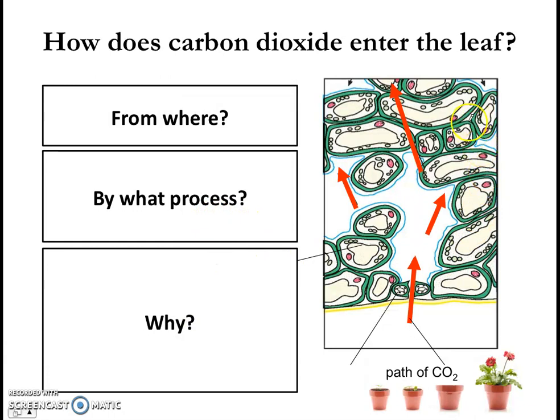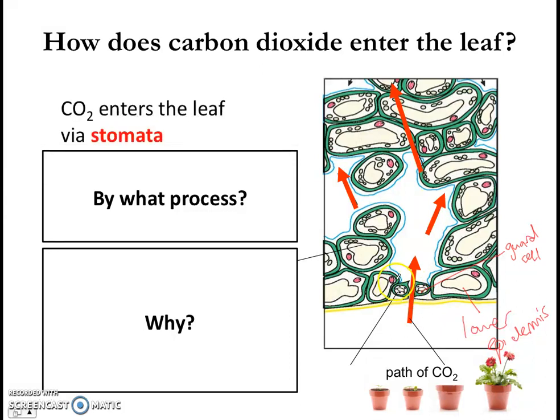Now, if you look at the diagram here, what you see is a cross-section of the leaf, and we're zooming in on the lower epidermis. So here's my lower epidermis. This should look familiar to you. Here's my guard cell, and this opening here is the stomata. So how does carbon dioxide enter the leaf? You should be able to tell me that carbon dioxide enters the leaf by the stomata. Here's carbon dioxide moving through the stomata into the leaf.